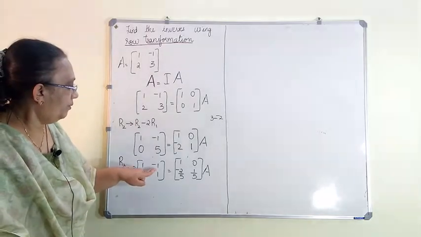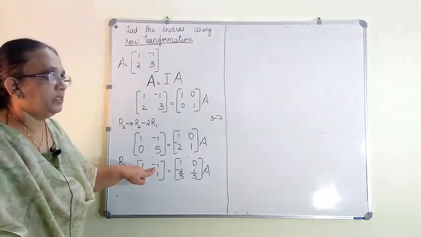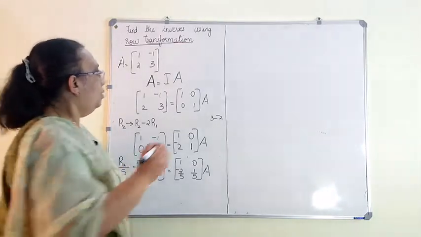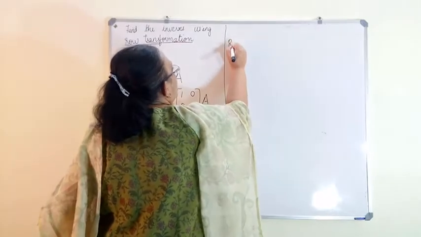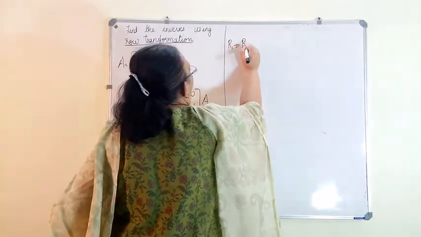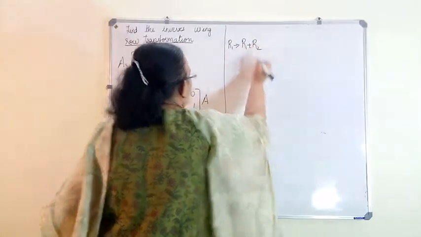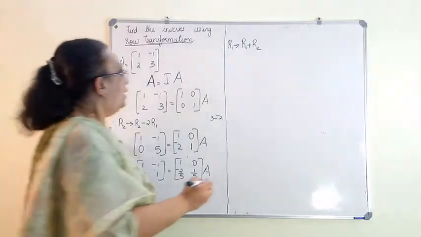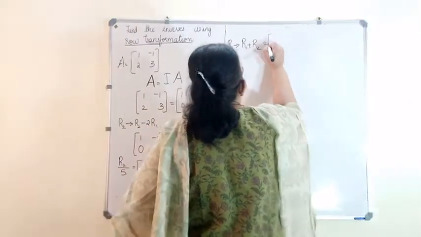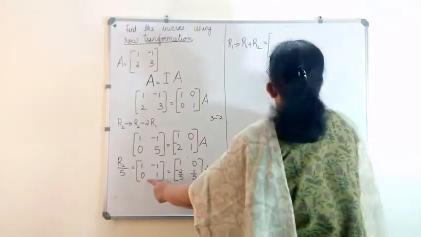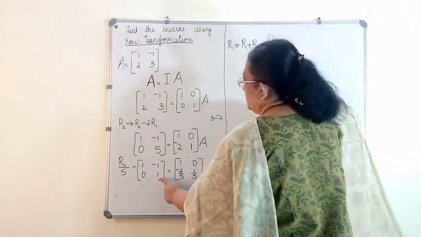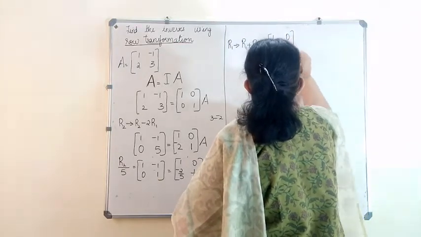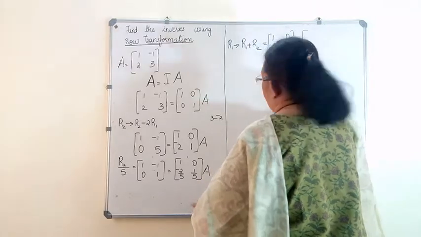Now you have to make the change for this minus 1. This minus 1 should become 0. How can I make this minus 1 as 0? What I will do is R1 is changed as R1 plus R2. R1 I am changing as R1 plus R2, equal to 1 plus 0, 1. Minus 1 plus 1, 0. 0, 1 is equal to the same change on RHS.